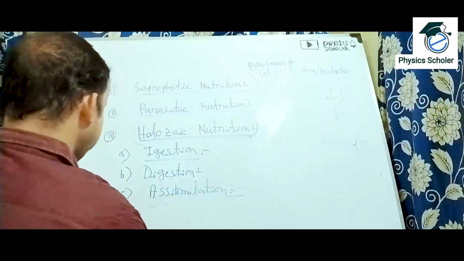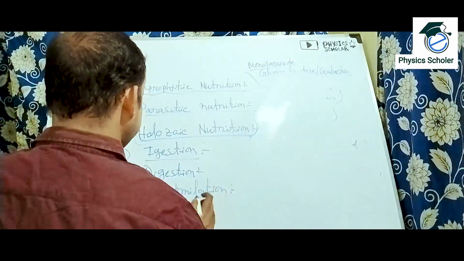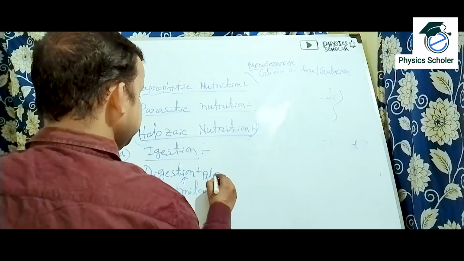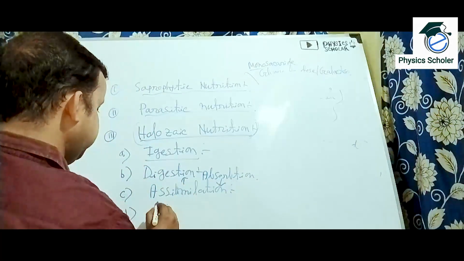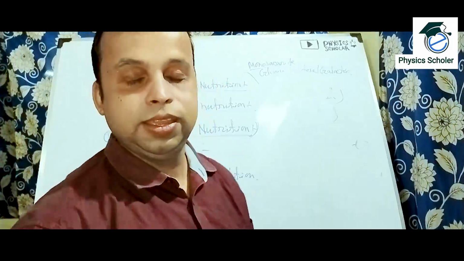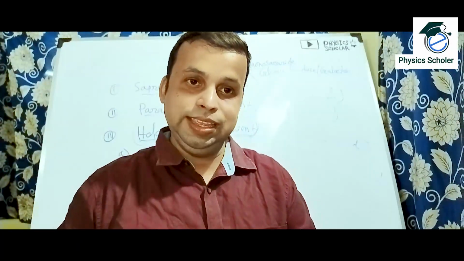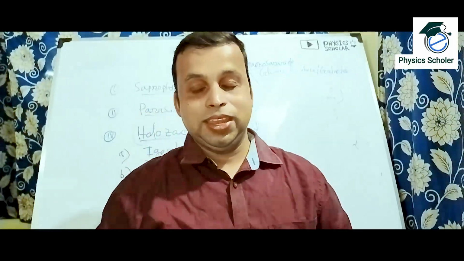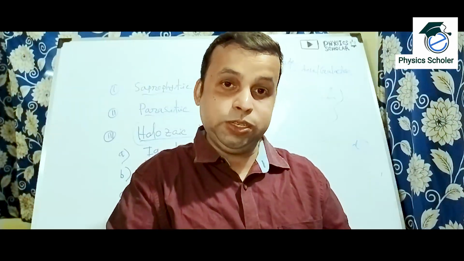Now, before assimilation, another process is there. It is absorption, and next assimilation. So what is that? After digestion, the food will be absorbed. Then it will go inside our cell. How will it go inside our cell? After absorption, it will mix with the blood.